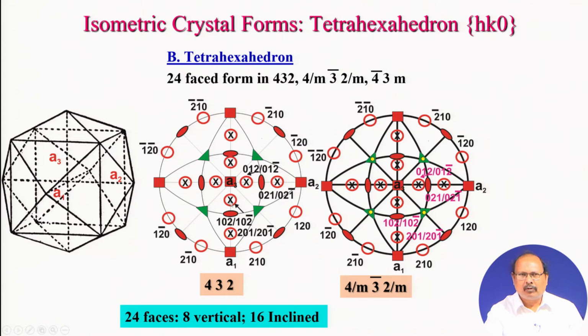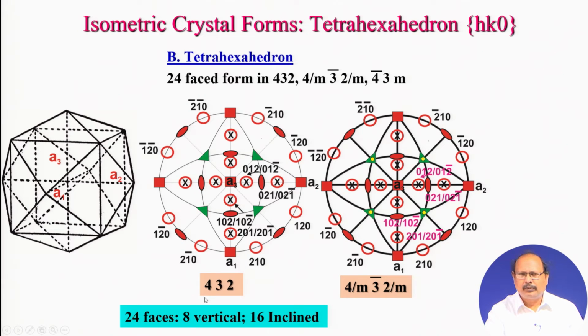Among this, the open circles, they are 1 2 3 4 5 6 7 8. So, these 8 open circles here mean there are 8 faces which intersect the positive direction of the A3 axis, and there are also 8 crosses here. Those 8 faces will intersect the negative direction of the A3 axis. So, what we have here is that the same form symbol in this point group 4 3 2 has generated 24 faces here. In the earlier case, there were 12 faces here, but here you have 24 faces.